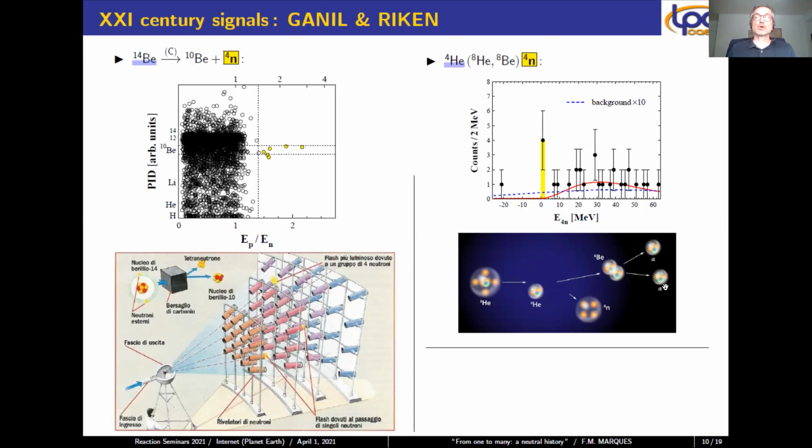The 2 alphas tell you the missing mass of the 4 neutrons. And this is the spectrum of the missing mass of the 4 neutrons, and you see close to threshold 4 events that cannot be explained by the background estimation or by the phase space of the reaction.